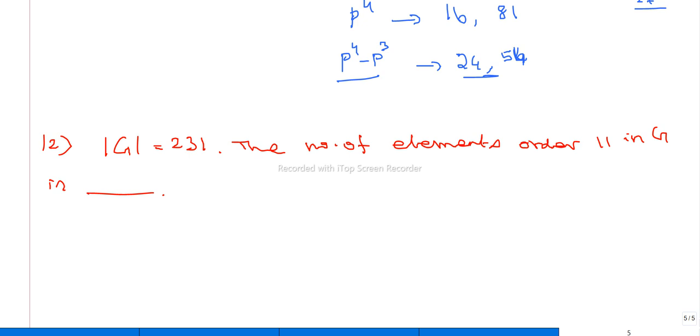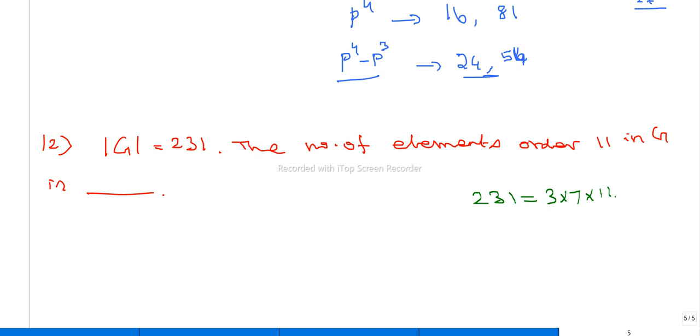So first you have to write the given number as a product of prime numbers. They ask about the number of elements of order 11, so first you have to check whether 11 divides 231 or not. So what is that? If you divide by 11, what do you get? 21. 21 times 11, and 21 can be written as 3 times 7, so 3 times 7 times 11. So this is the prime factorization of this number.